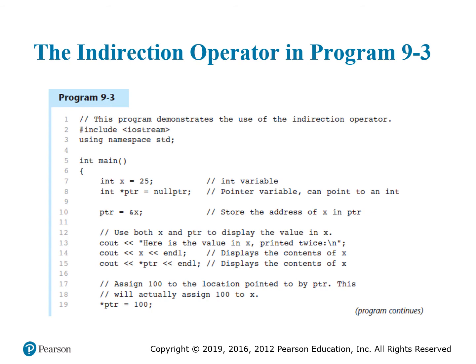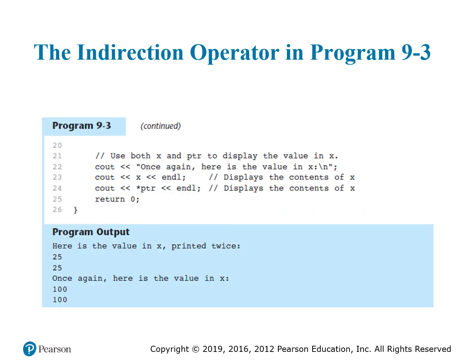Okay, this program uses that indirection operator to assign. We initially assign x to be 25, then we assign pointer to point to x, and then down here we change the value pointer points to from 25 to 100, and so it'll print out 25, 25, 100, 100.